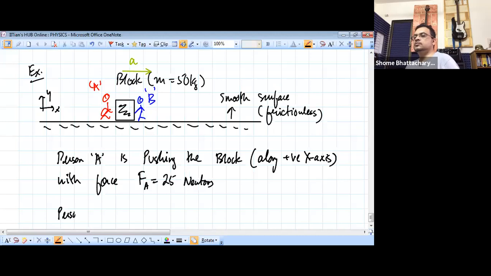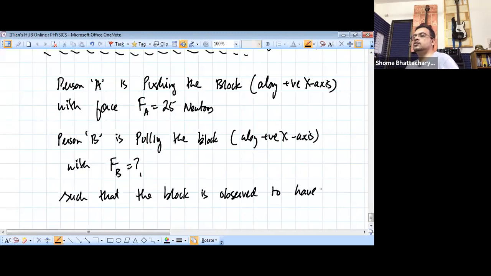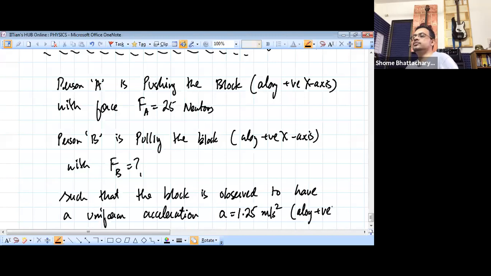The person B is pulling the block also along the positive x-axis with Fb, which I don't know, such that the block is observed to have a uniform acceleration of 1.25 meters per second square along the positive x-axis.